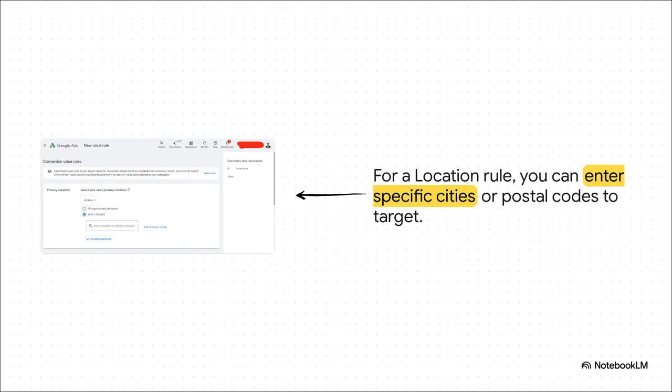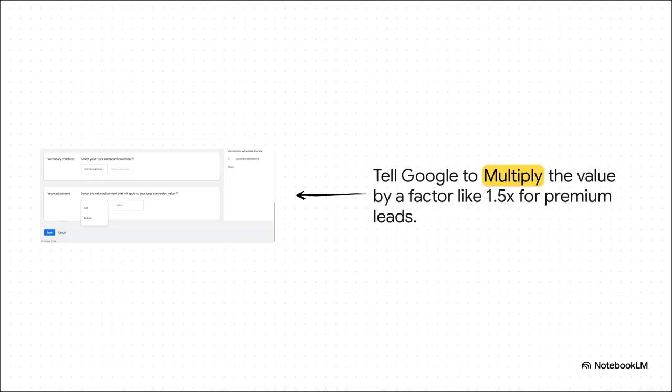So let's take a closer look at that location rule. It is so straightforward. You can literally tell Google, hey, a lead from this specific affluent suburb is worth way more to me than a lead from this other area. And all you do is punch in the specific cities or postal codes you want to prioritize. It's that easy. Okay, now for the magic part.